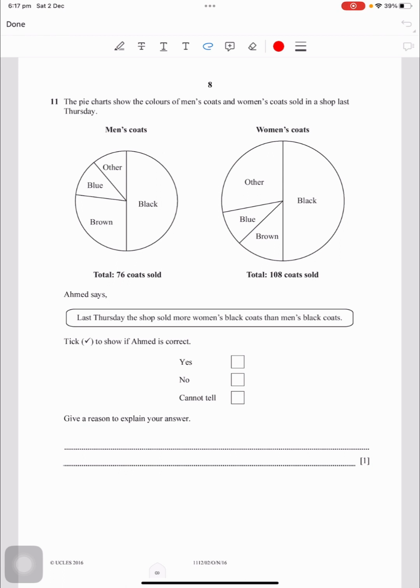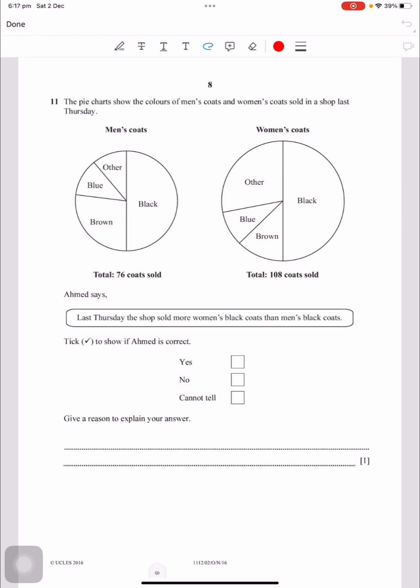The pie chart shows the colors of men's coats and women's coats sold in a shop last Thursday. Okay, so this is the pie chart for this. So total 76 coats sold and total 108 sold, as you can see right here. So Ahmed says last Thursday the shop sold more women's black coats than men's black coats. Okay, so we have to tick to show if Ahmed is correct. So these are our options: yes, no, cannot tell.